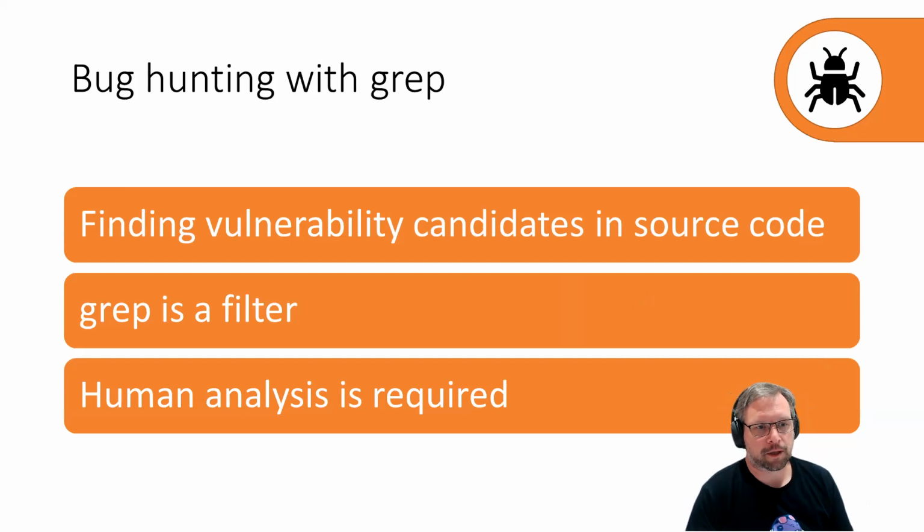And the process is quite simple. It's to find a vulnerability candidate in source code. grep is the filter that filters out most of the source code and only presents us with the areas that we're interested in, the potential vulnerability candidates. And ultimately, human analysis is required to verify whether or not something is a risk or not.